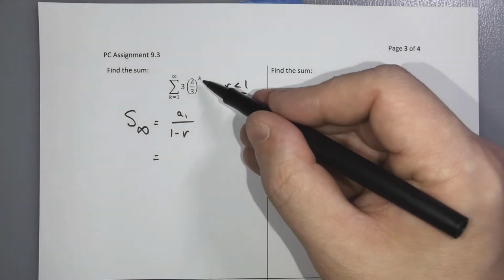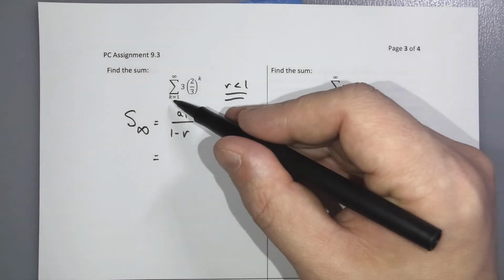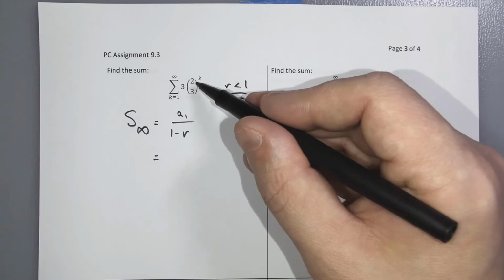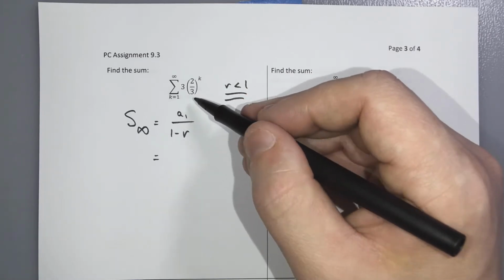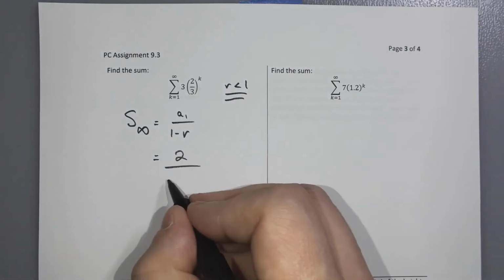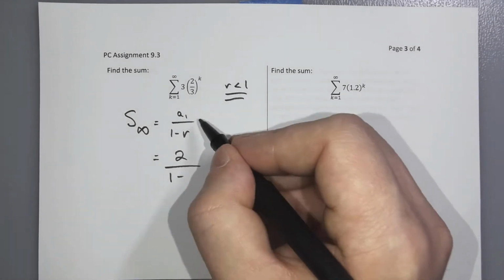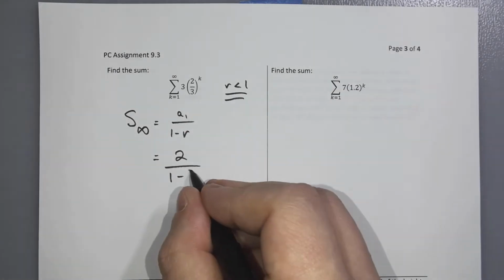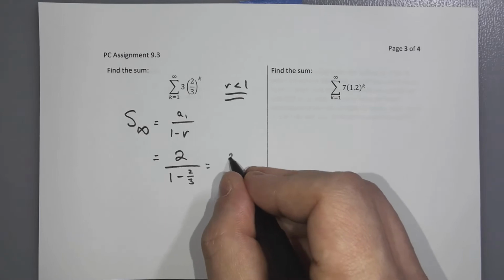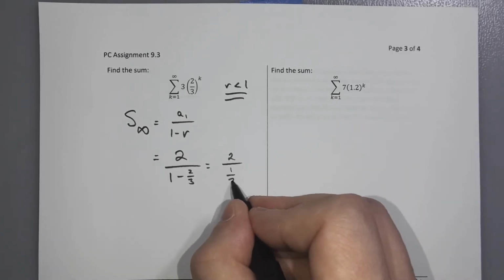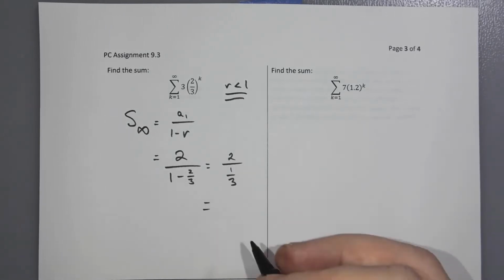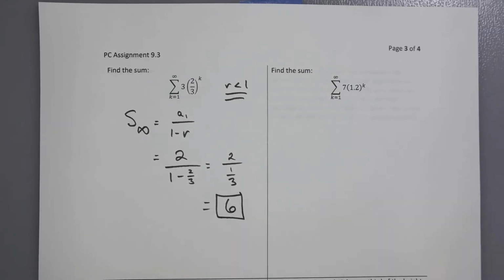Okay, our first term is what we would get when we replace k with 1. 2/3 times 3 would be 2, over 1 minus our ratio, which is 2/3. So we get 2 over 1 minus 2/3, which is 1/3. And 2 over 1/3 is, of course, 6. So the final answer here is 6.